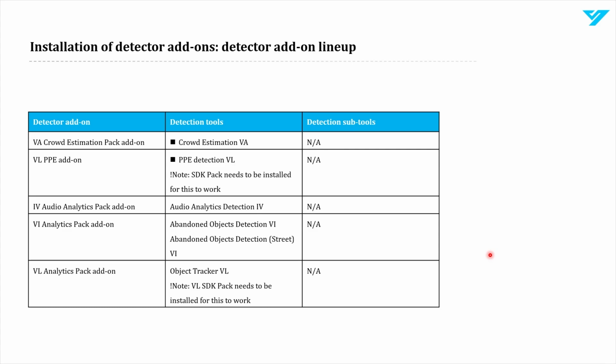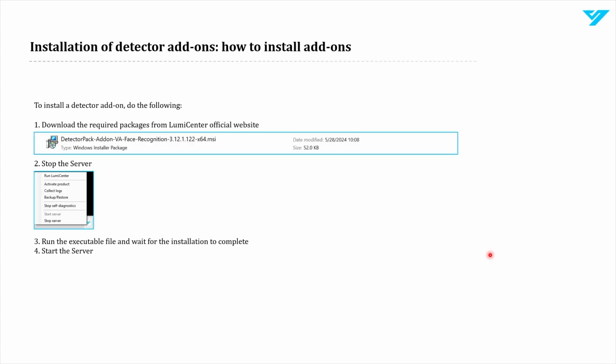And now, let me show you how to install a Detector add-on. To install a Detector add-on, first download it from the Lomi Center official website. The Detector add-on installation program should be a file in the format of MSI. Next, stop Lomi Center server. Next, run the executable file and wait for the installation to complete. Last, start Lomi Center server, and now you can use the detection tools that come with the Detector add-on.